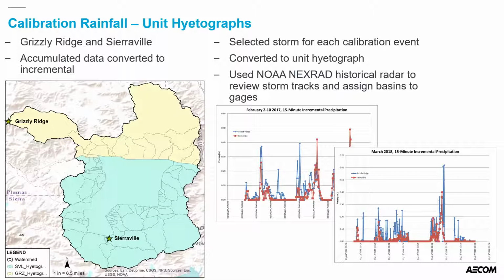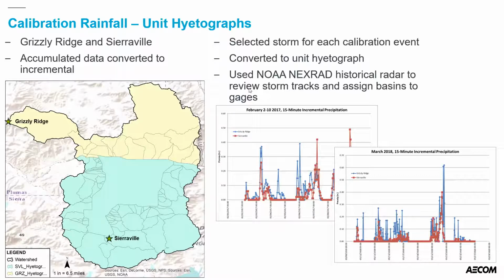We took the accumulated data over the observed storm and converted it to incremental data. Actually, we converted to incremental data before we even selected the storm. Then we pulled out the storm. You can see the storms pulled out include a bunch of leading days before our highest peak rainfall event, closest to the date of the observed peak flow. And then we converted them to unit hyetographs.